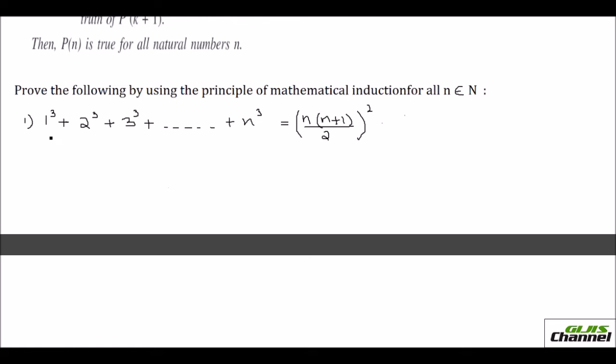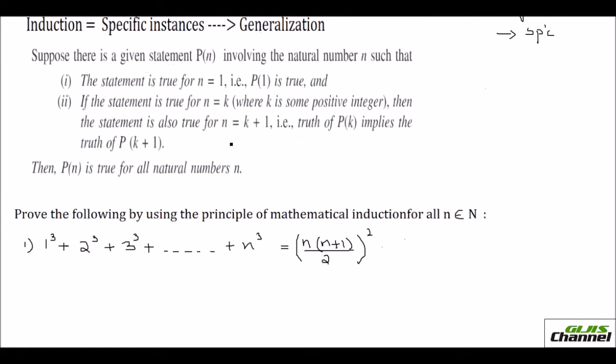They say 1 cube plus 2 cube plus 3 cube and so on till n cube, n number of terms, will be equal to n times n plus 1 over 2, the whole square. Here n cube is nothing but the last term of the series. So let us do what we have said before. First we have to say that the statement is true for n equals 1.